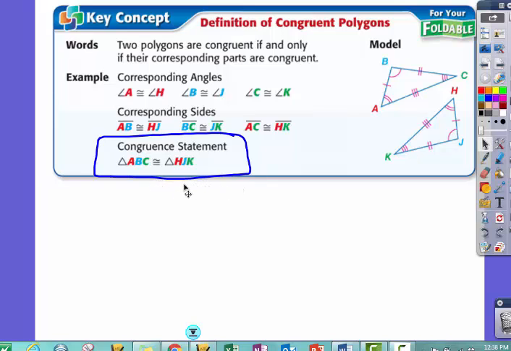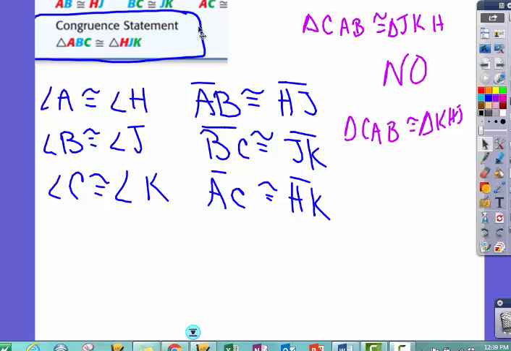When you write a congruency statement, the order of the letters is really important because the way that they match up shows you how everything is going to go. For example, we took this statement here and I just copied it over to this other page, and we looked at how A matches up with H and B matches up with J and C matches up with K. And then you can do the same thing with the sides. The first and the middle side match up with the first and the middle here.